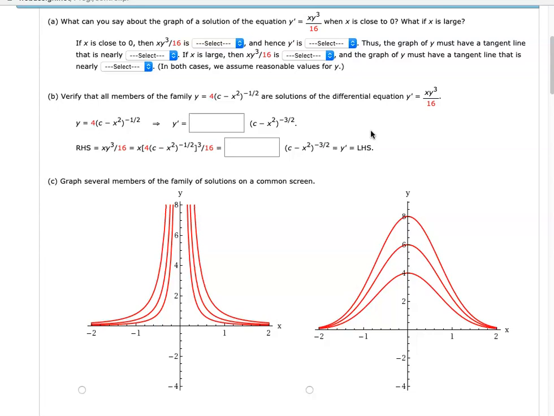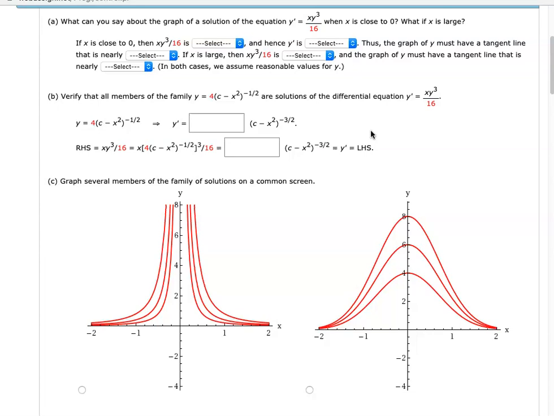What I am. Okay. What can you say about the graphical solution of the equation y prime equals xy cubed over 16 when x is close to 0? So now yours might be over a different number, but the answers are going to be the same. So what can you say about the graph of y prime equals xy cubed over 16 if x gets close to 0? What does this get close to when x gets close to 0? 0, right? What about when x gets really big? What happens to this? It gets big, right?